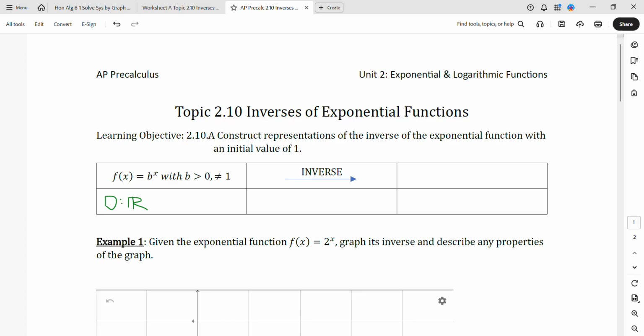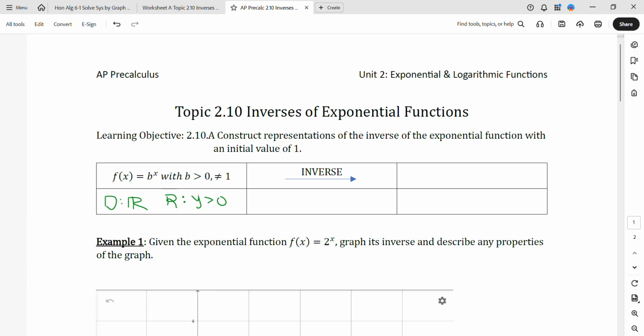What is the range of an exponential function? Bigger than 0. Good. Y has to be bigger than 0. Because what does an exponential function have? An asymptote. Good. 0. Good. So the range is all those positive values.